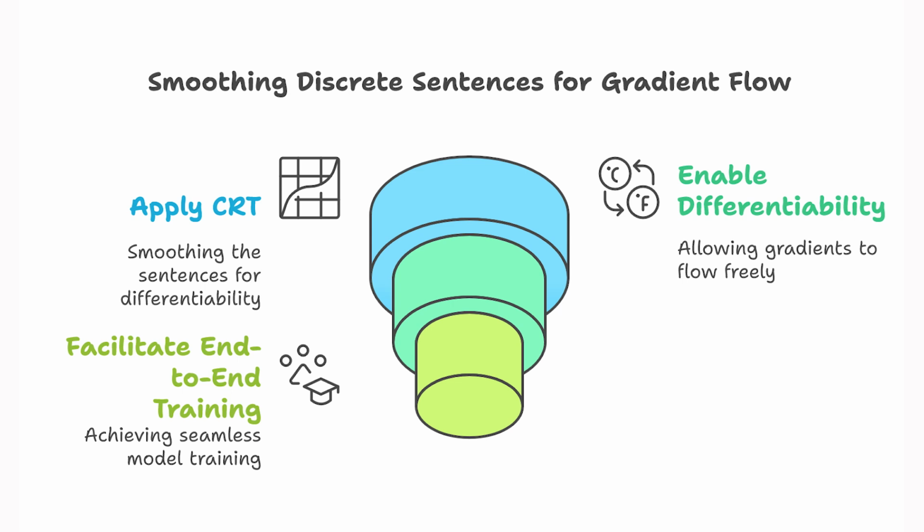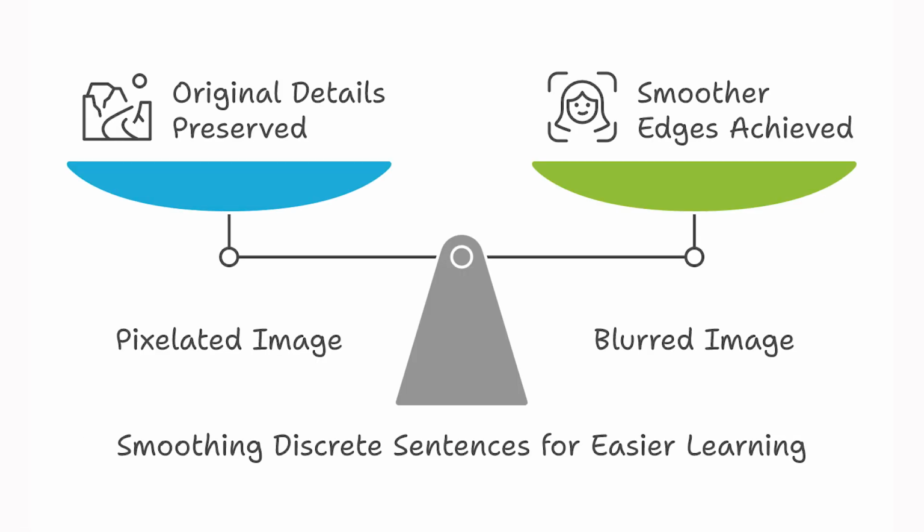The researchers in this paper propose a clever solution called the Categorical Reparameterization Trick, or CRT. Without getting too deep into the math, the CRT essentially smooths out the discrete sentence, making it differentiable. This allows the gradient to flow freely between the two NMT models, enabling true end-to-end training. Think of it like taking a pixelated image and applying a blurring filter. The original image is still there, but the edges are softened, making it easier to work with. In our case, the CRT smooths out the discrete sentence, allowing for a smoother learning process.